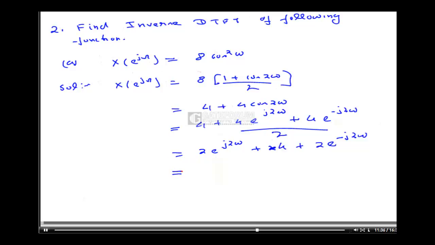This is equal to 2 times delta of n plus 2, equal to x[n], plus 4 delta n, plus 2 times delta of n minus 2. Okay, this is the time domain sequence from the frequency domain we have derived using inverse DTFT. This is one way of finding the inverse DTFT.